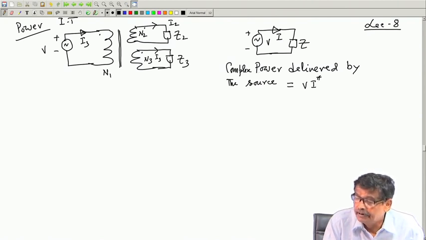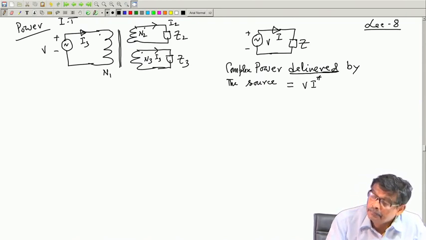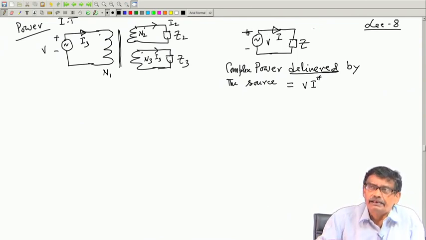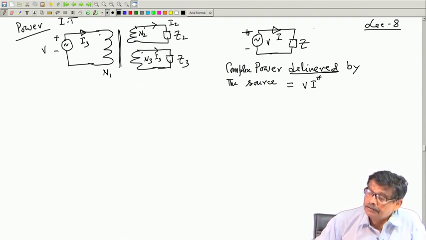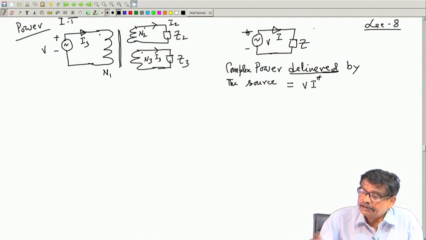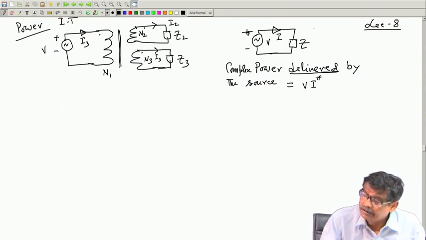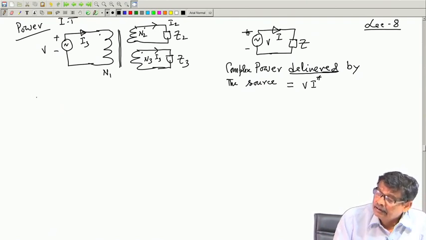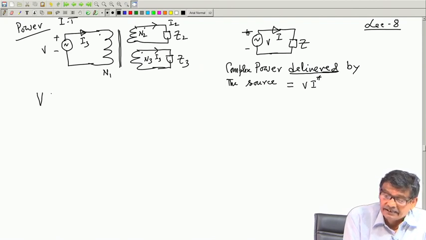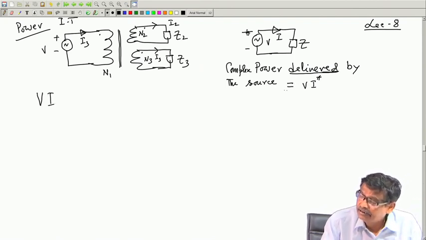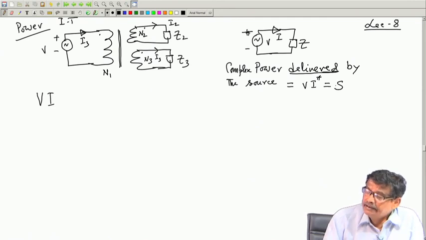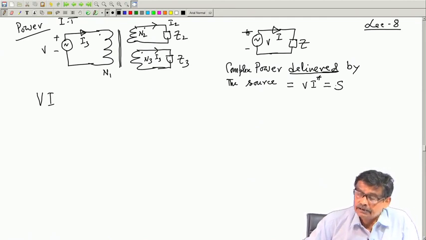In language I have written complex power delivered. Delivered is the key word, because here is a source, and through the positive terminal of the voltage, current is leaving. So, like a battery, it is really delivering power. Take the voltage phasor and current phasor, and multiply with I star. You must be knowing, but still I am quickly telling, it is not V I, and this is usually denoted by the letter S. The real part of it will give you real power, the imaginary part will give you reactive power.